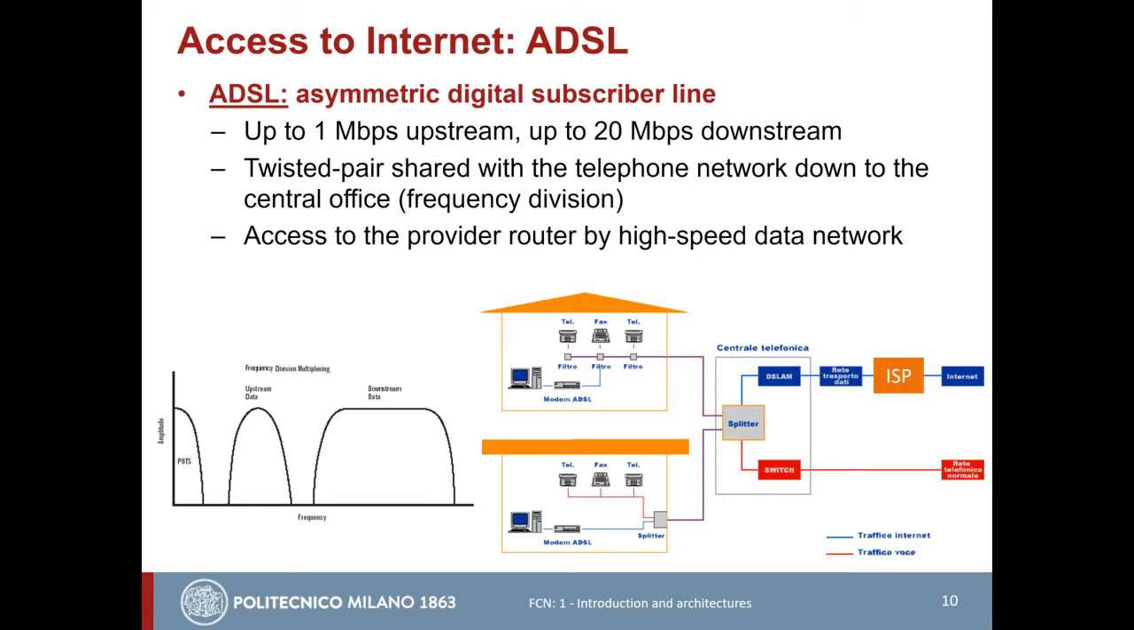The next solution was called ADSL, Asymmetric Digital Subscriber Line, and in this case, again, the physical medium that was exploited was twisted pair. Twisted pair is the cable that is used for a telephone service. It's twisted because it's a pair of wires that are twisted together.